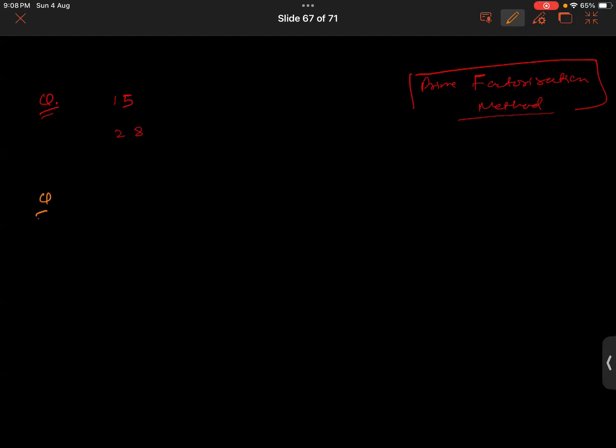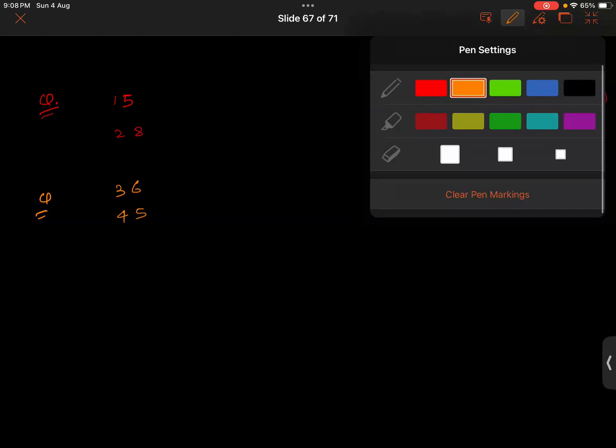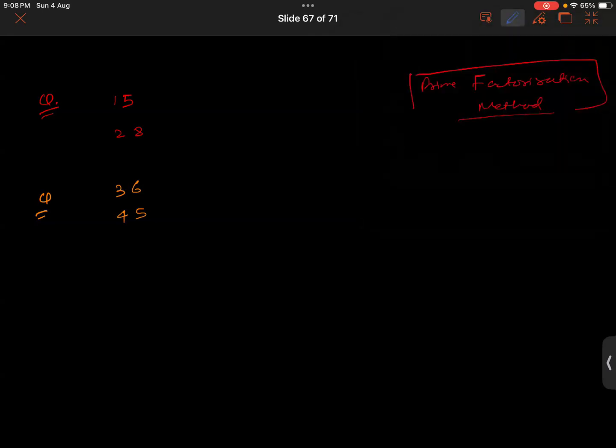After this, I'm giving one more question. Find the HCF of 36 and 45 also using the same prime factorization method. So solve these two questions as soon as possible. We need to know the HCF of it.